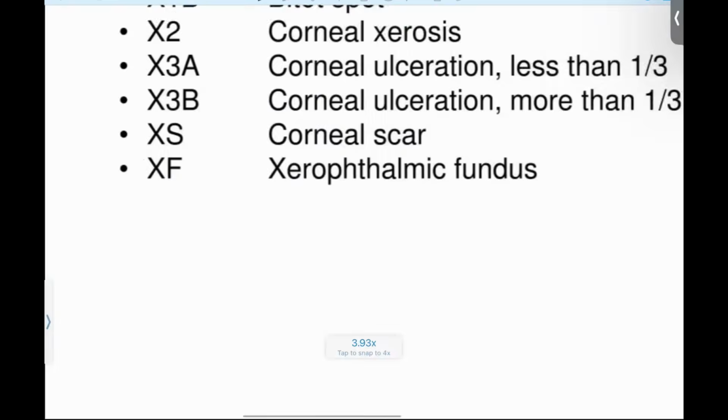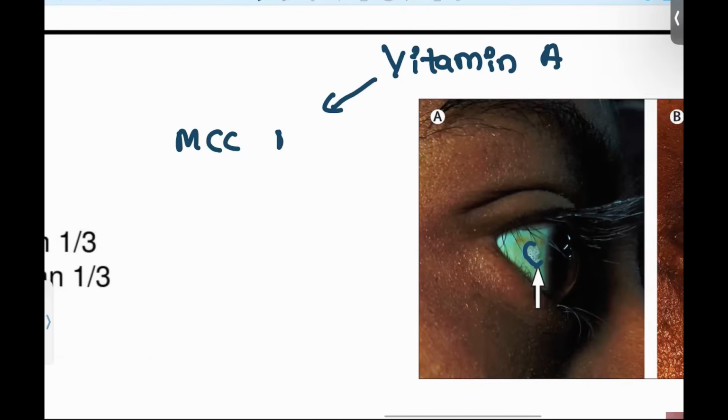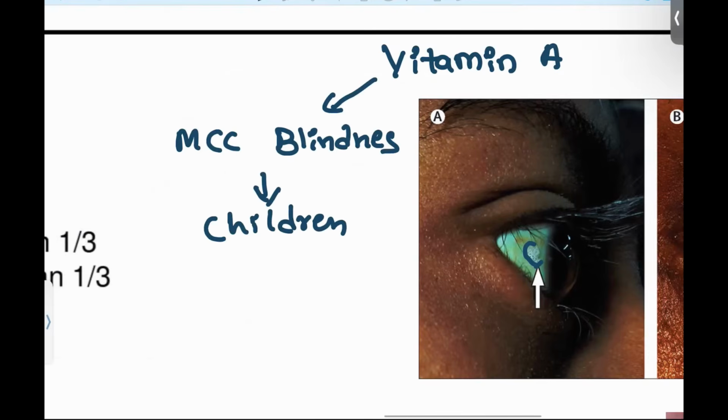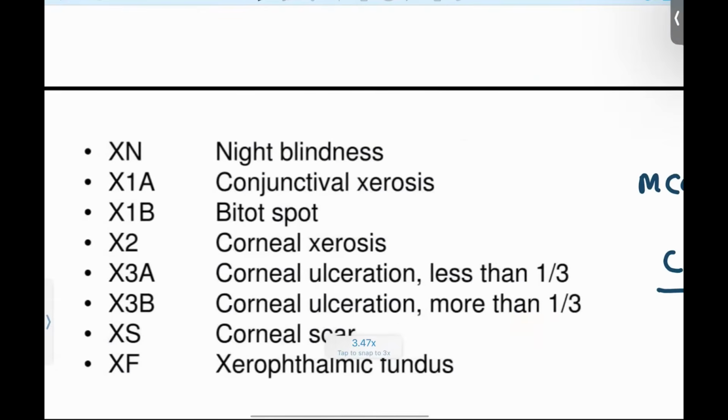Next, moving on to the first one, vitamin A deficiency. We all know that vitamin A deficiency is the most common cause of blindness in children. If the question is asking, then you have to mark vitamin A deficiency. How is this going to present? Basically, it presents as xerophthalmia. When the patient has xerophthalmia, that is due to vitamin A deficiency.